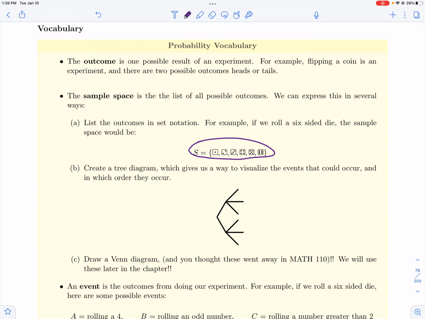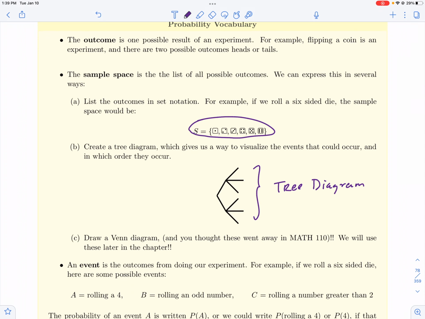Another way that we can figure out a sample space is by drawing a tree diagram, for example. That's what we've got here, a little tree diagram that could help us to figure out what the sample space may look like if we need it. And finally, we can also draw a Venn diagram, for those folks that have taken Math 110. This is another way that we could represent what our sample space would look like, or a way to figure out how many elements there are in our sample space.